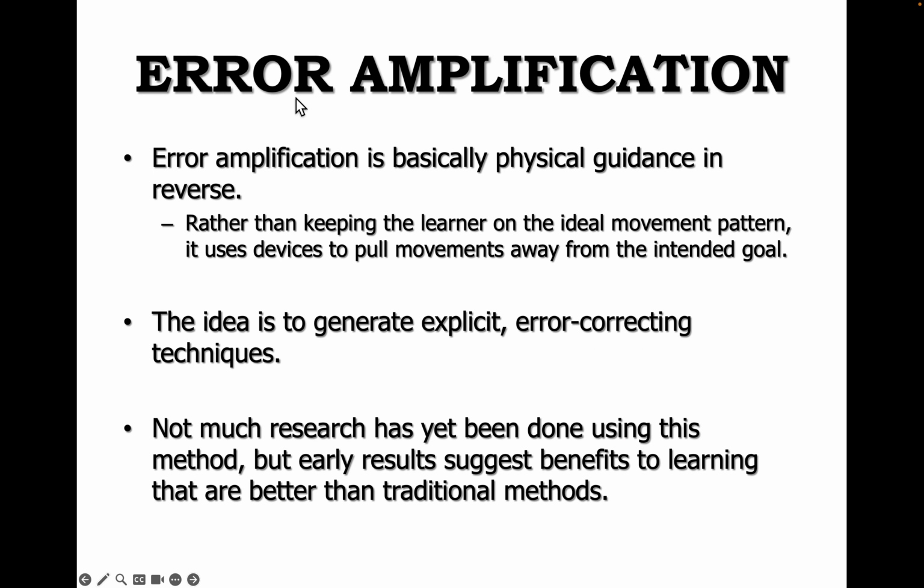Another type of feedback is error amplification, okay? Basically, it's physical guidance in reverse. Meaning that instead of trying to get the person to move correctly, it uses devices or skills or other variables to try to force the person to perform worse. The idea here is to generate explicit error correcting techniques by the particular student or athletes.